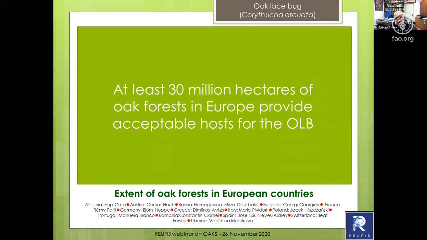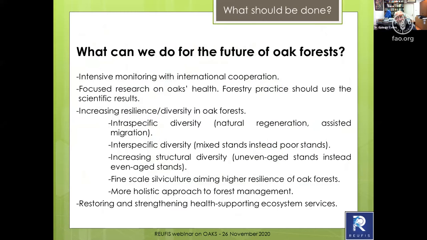So finally, the main and most important question: what can we do for the future of our oak forest? One very important thing is very intensive, very good monitoring on an international scale, and also very focused, intensive research on oak health. And of course, the other important thing is that forestry practice should use the scientific results. We have to increase resilience and diversity in our oak forest, on the intraspecific, interspecific, and structural levels. These things all increase the resilience and stability of our oak forest.